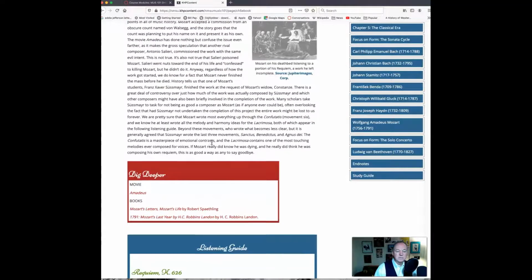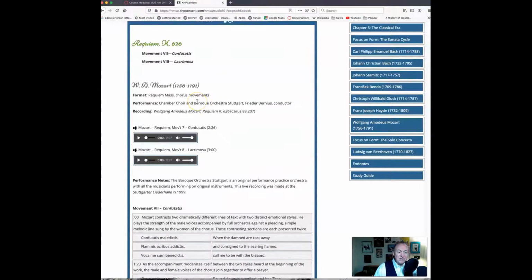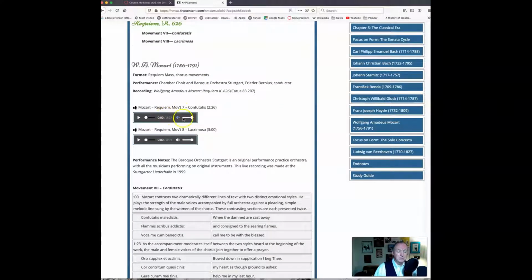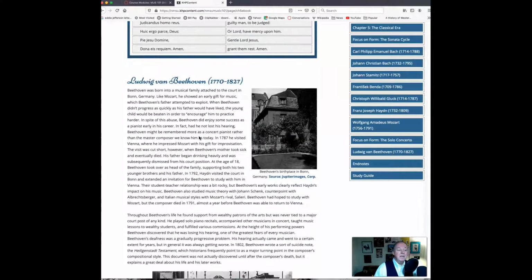And Mozart's is one of the most famous early ones. There are two movements from it here in the book, and they're both absolutely beautiful. Keep an eye on these, though, because as we move forward, particularly in the Romantic period, more and more composers will focus on Requiem settings, which is really critical. Then we get to Beethoven.